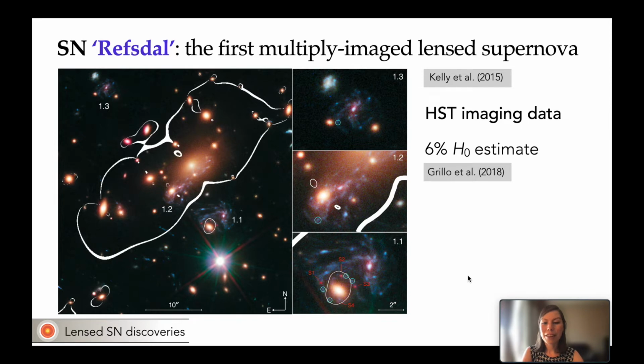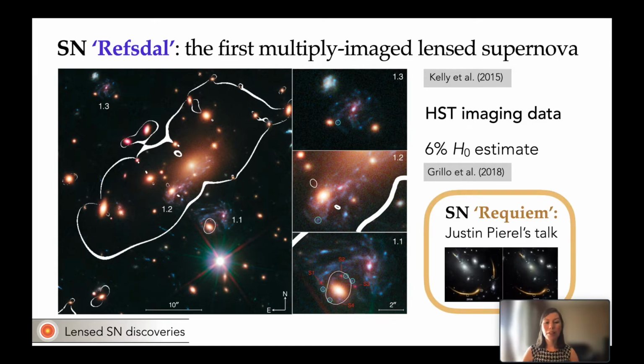And then when this team constructed the lens model of the galaxy cluster, which you can see here, in white lines are the critical curves, they predicted that the supernova would have already gone off in 1.3 earlier, but we missed it. But they predicted that it would appear within a year in image 1.2. So they were ready with follow-up observations, and exactly as predicted, the supernova appeared there. So this was really a great test of the lens models, and it also allowed for a precise measurement of the time delay, which can then result in a 6% measurement of H0 from only this system. So it's quite extraordinary.